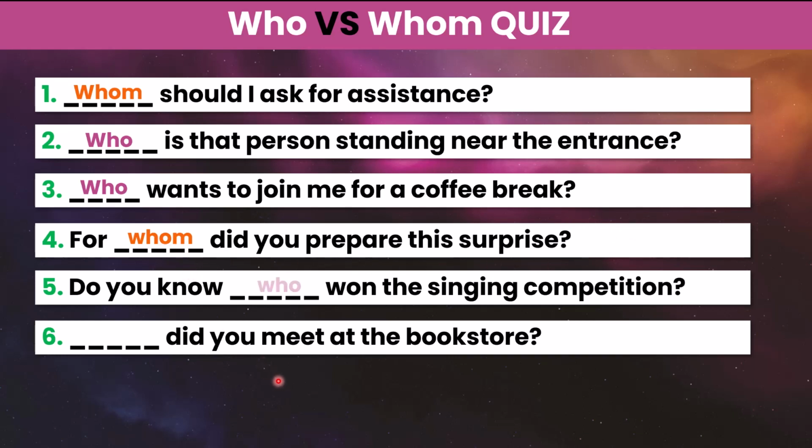Number 5, do you know who won the singing competition? We could say Jane won the singing competition. She won, not her won. And finally, number 6, whom did you meet at the bookstore? Because if we rephrased this, I met him at the bookstore, not I met he at the bookstore.